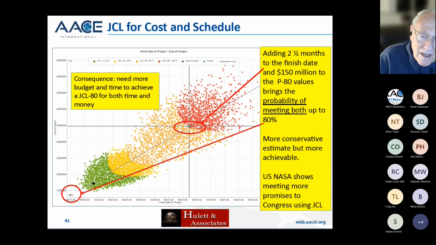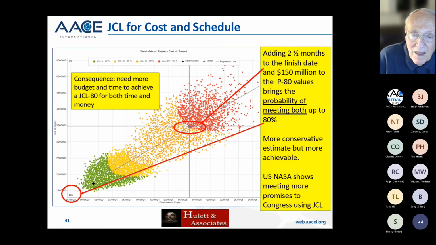And if you move it up there, you see that you have added 1 or 2.5 months to the finish date and 150 million to the P80 values, but you've brought the probability of finishing cost and schedule up to 80%. Now notice that the scatter diagram is slanted from lower left to upper right, indicating that the longer things are, the more they cost. This is for a project that has a fair amount of time dependent resources, and I've got one right now that's 70% labor and 30% equipment, but they say that's the right thing, so that should be very highly correlated.